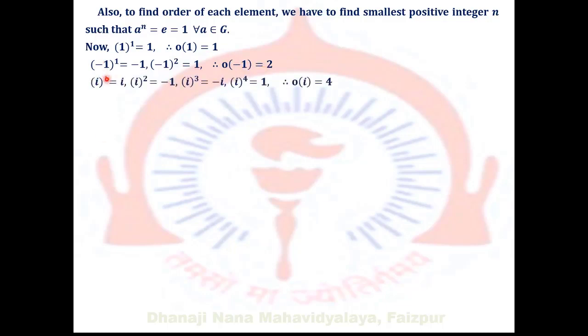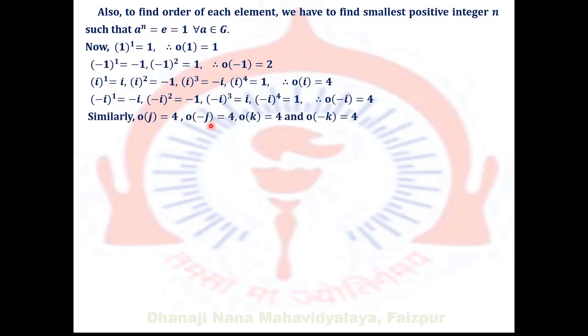Then we have i raised to 1 is i, i square is minus 1, i cube is minus i, and i raised to 4 is equal to 1. That is, 4 is the smallest positive integer such that i raised to 4 is equal to 1. So the order of i is equal to 4. Also minus i raised to 1 is minus i, minus i square is minus 1, minus i cube is i, minus i raised to 4 is 1. So the order of minus i is equal to 4. Similarly, the order of j, order of minus j, order of k and order of minus k are all equal to 4.